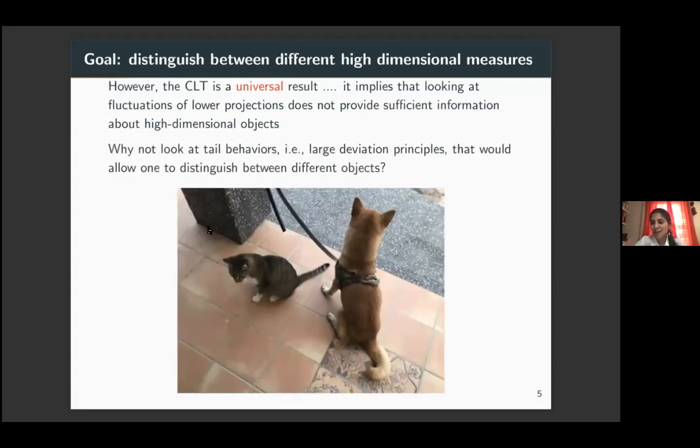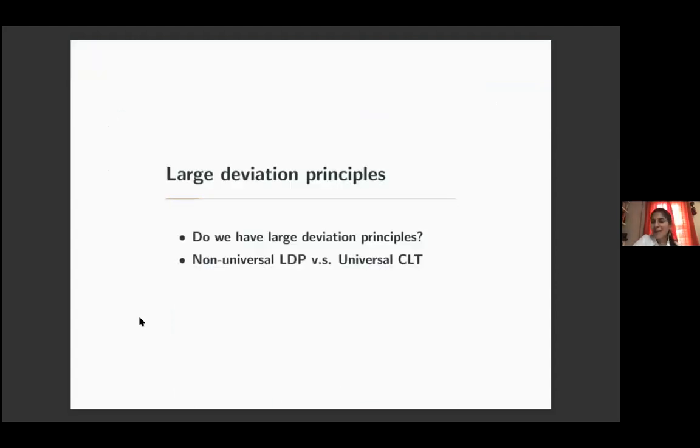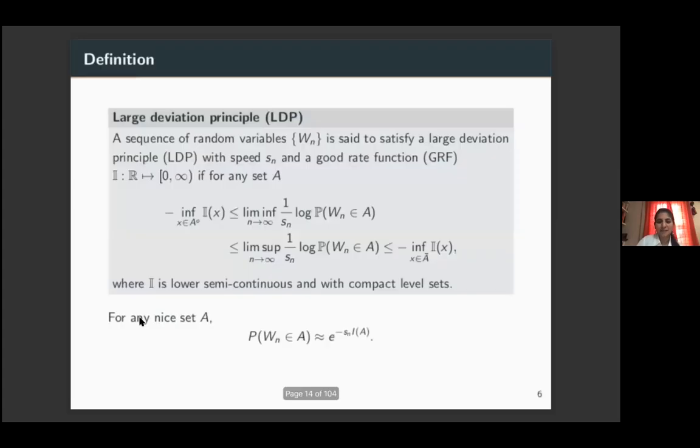Maybe large deviation principles would allow one to distinguish between different objects, right? So you can have different tails here. And so it's easier to see than just looking at fluctuations, which all look the same. So that's the idea: to look at large deviation principles, which are typically non-universal, versus the universal CLT, and to see what we can say about them.